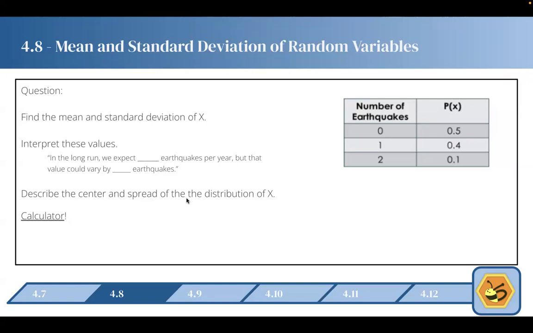And so now we can use these to actually describe the center and the spread of the distributions, right? So the center is going to be somewhere around 0.6, and the spread, again, is going to vary by about 0.6 earthquakes. Again, the units are important to have. Really, what they're looking for in the interpretations is that you actually get the units, right? So any questions with this example before we go into combining random variables?